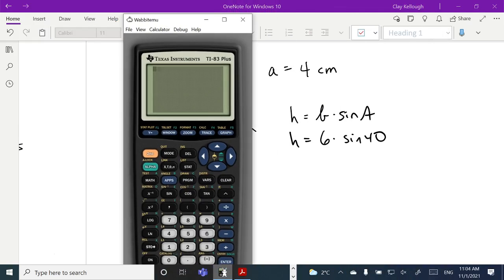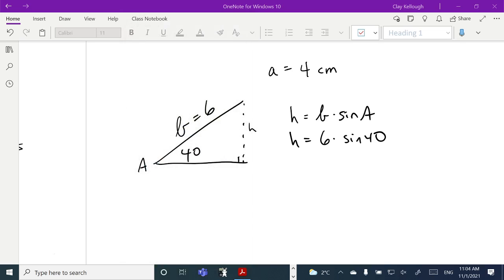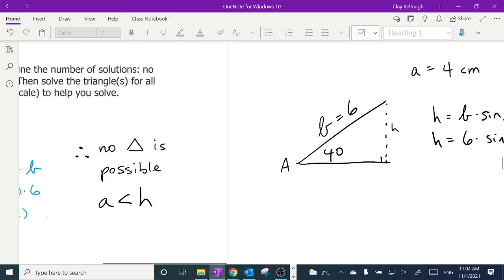So 6 times the sine of 40, 3.8. So it would make it. 3.5 wouldn't have been long enough, but 3.8 is. And notice 3.8 is not half of 6. It's quite a bit more. So therefore, yep, this would make a triangle. In fact, it would make 2 triangles. We're going to see that in a minute.